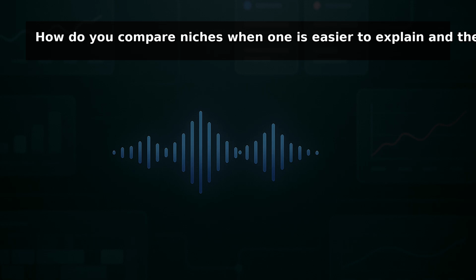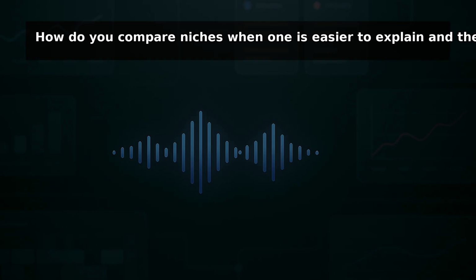I get this question all the time. Devin, how do you compare niches when one is easier to explain and the other is easier to monetize? My rule is simple. For a beginner, clarity usually wins first. Because if people don't instantly understand what your videos are about, you usually don't get the click, you don't get the watch time, and the monetization upside never gets a chance to matter.